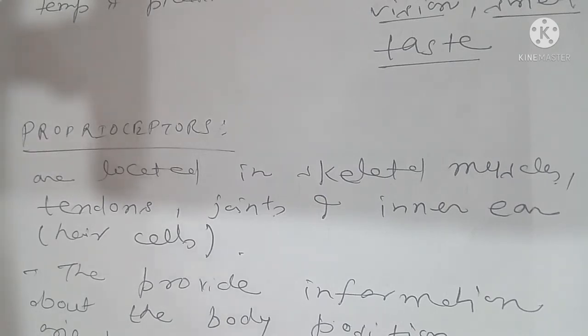And proprioceptors are located in our skeletal muscles, the tendon, the joints like the shoulder joint, the hip joint, the knee joint, and in the inner ear, the hair cells. They give information about the body position, orientation of the head, the anterior position of the head, lateral position of the head, and contraction of skeletal muscles, just like the biceps and triceps muscle contraction, and position and movement of the joint. These are the proprioceptors. And interoceptors are located inside the blood vessels and visceral organs.